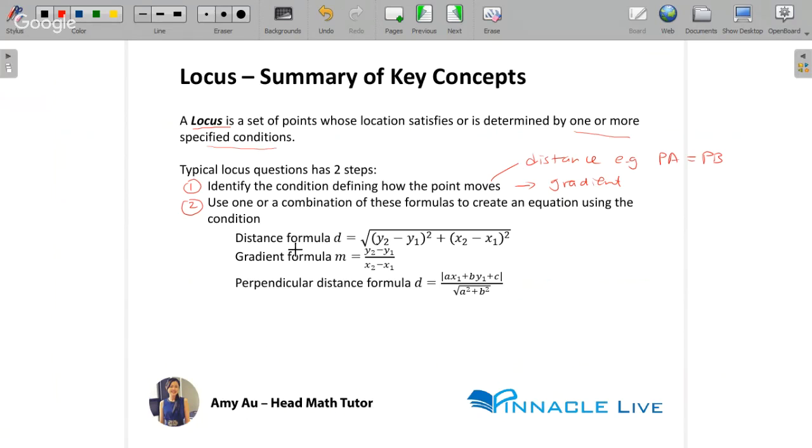If it's a distance condition, use the distance formula. If it's a gradient condition, use the gradient formula. If it's to do with perpendicular distance, usually it's not going to tell you it's perpendicular distance, but when you have a straight line and you're working with a point and the distance of this point to the straight line, quite often perpendicular distance could be the helpful formula here. So let's have a look at some of the typical exam questions in this area.